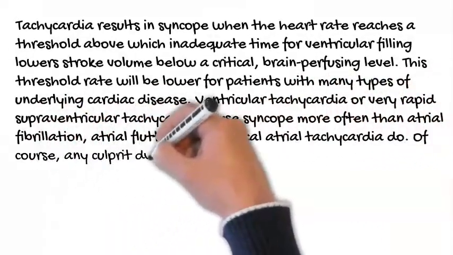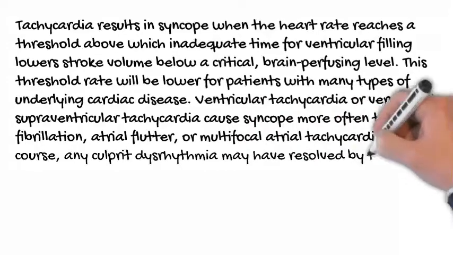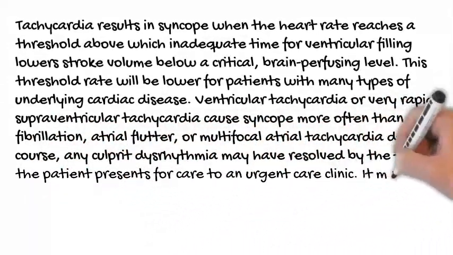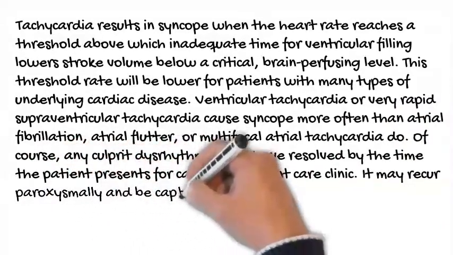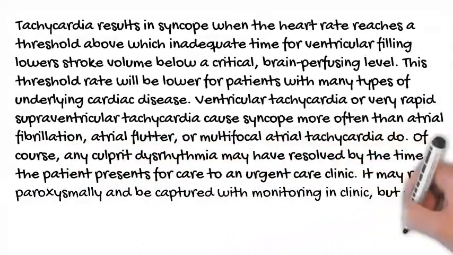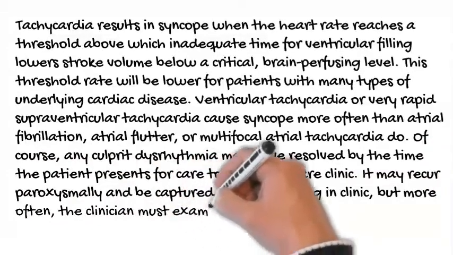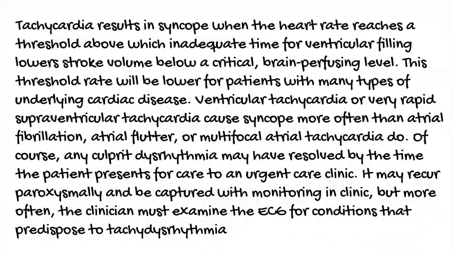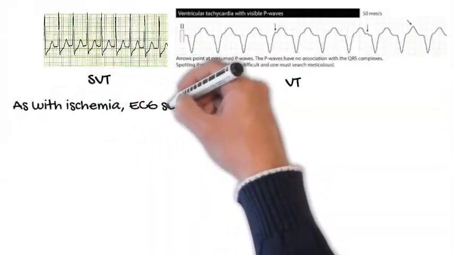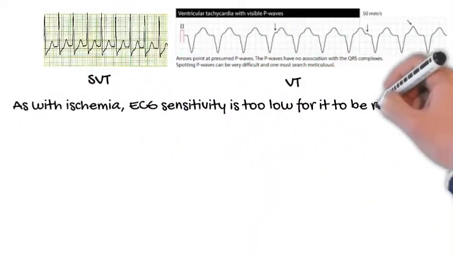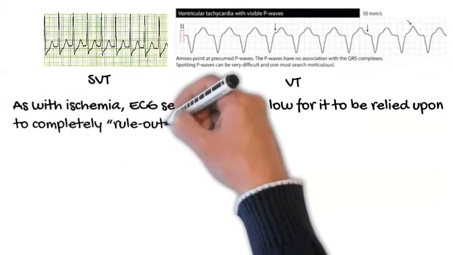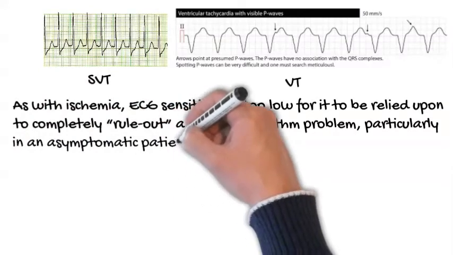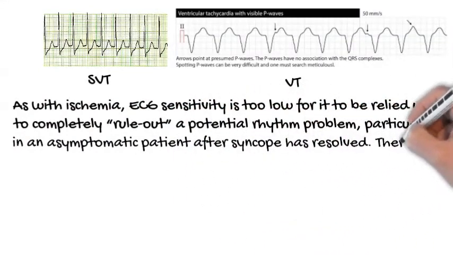do. Of course, any culprit dysrhythmia may have resolved by the time the patient presents for care to an urgent care clinic. It may recur paroxysmally and be captured with monitoring in clinic, but more often, the clinician must examine the ECG for conditions that predispose to tachyarrhythmia. As with ischemia, ECG sensitivity is too low for it to be relied upon to completely rule out a potential rhythm problem, particularly in an asymptomatic patient after syncope has resolved.